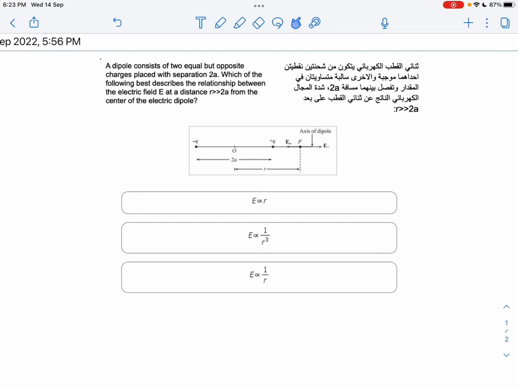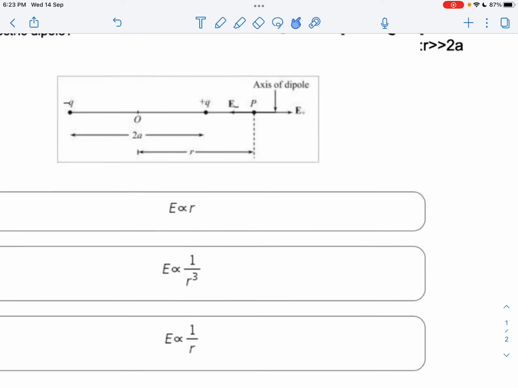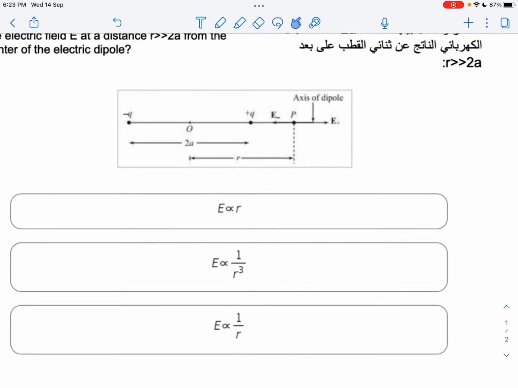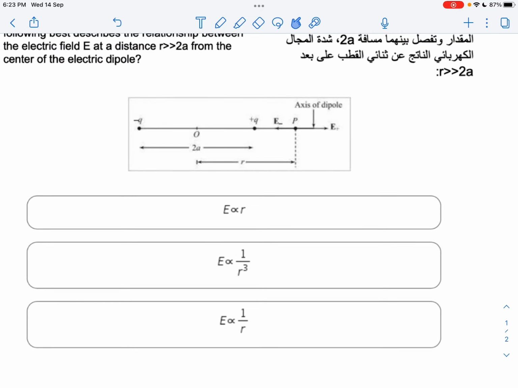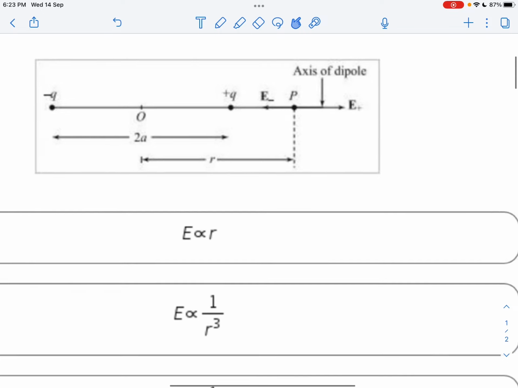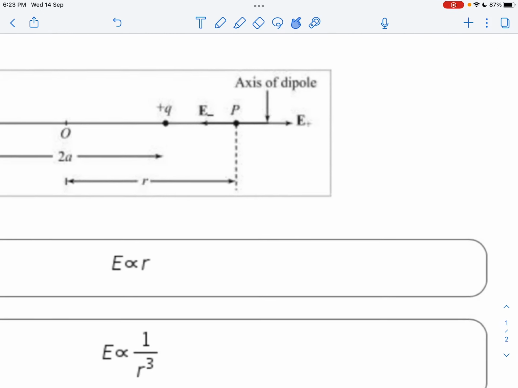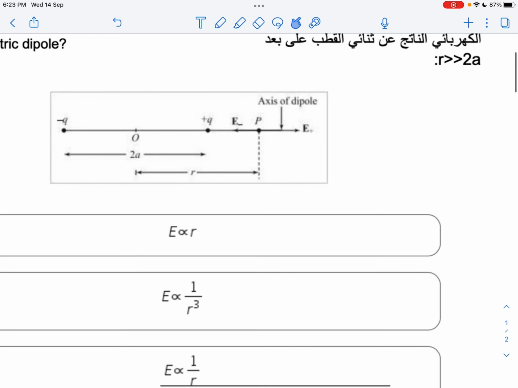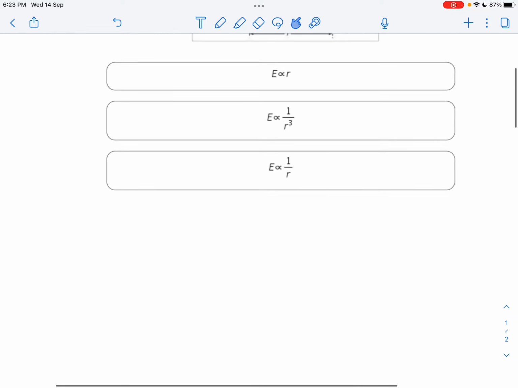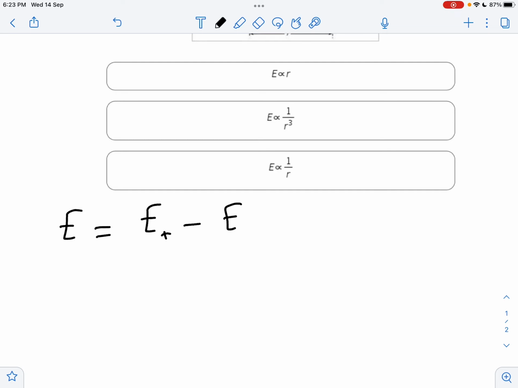Hi everyone. So in this problem we have an electric dipole and they are asking about the electric field at a point very far away from the dipole, at a distance r greater than 2a, and you can see what is r here and what is 2a. So the electric field at point P is the result of the electric field of the positive charge minus the electric field of the negative charge. So E is equal to E of the positive minus E of the negative.